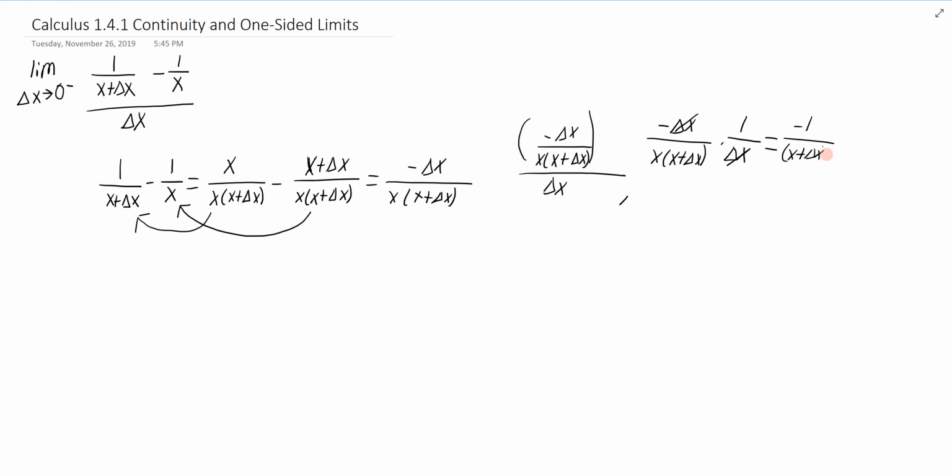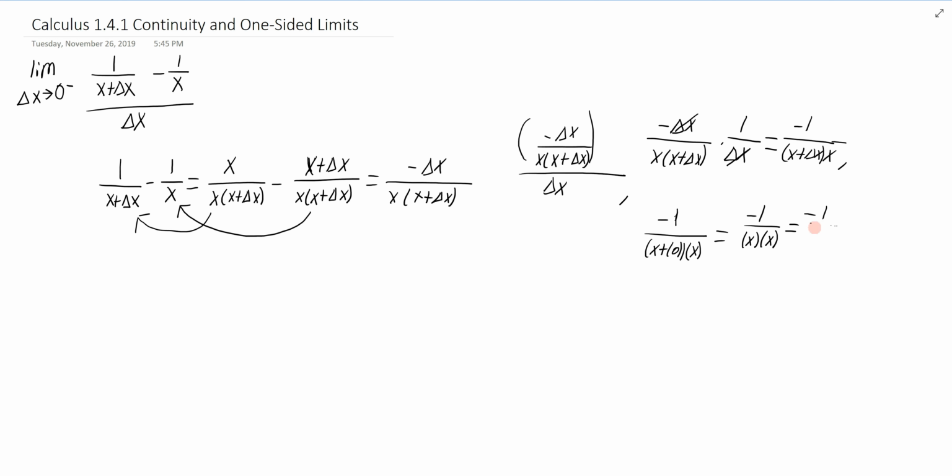Now what we can do is employ our technique of direct substitution. All we've got to do is say negative 1 over x plus, in parentheses, 0, because we're replacing this delta x with 0, because delta x is going to 0, and then this is just times x. So what this does for us is make this negative 1 over x times x. So we can say that this is negative 1 over x squared.